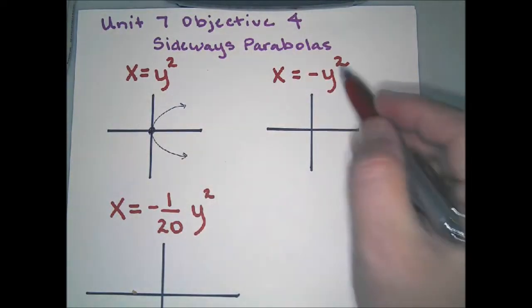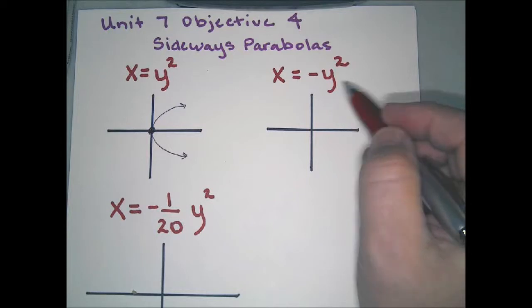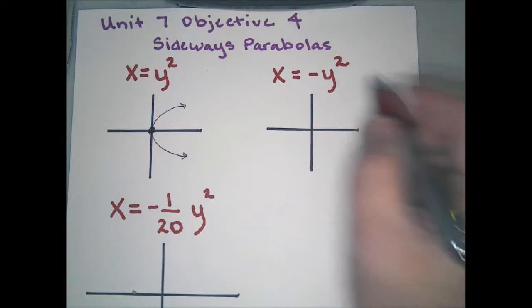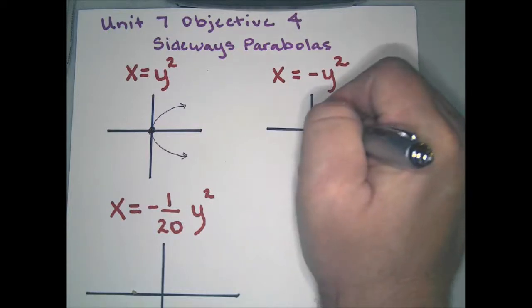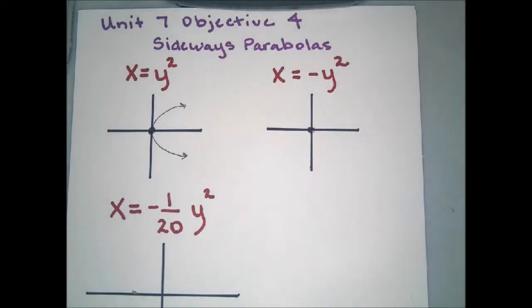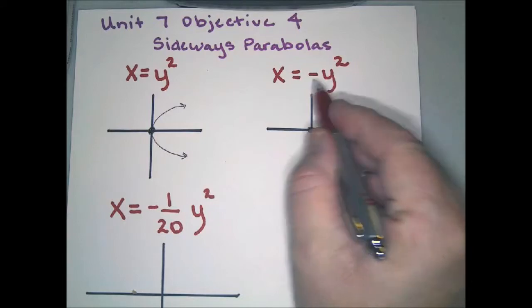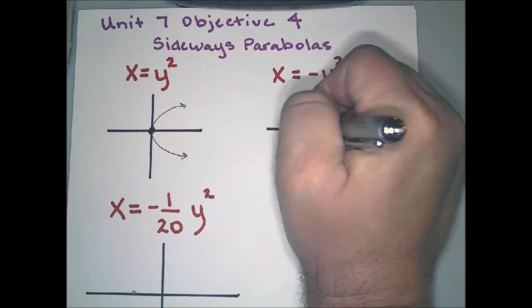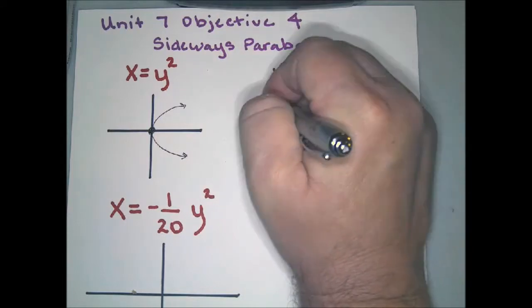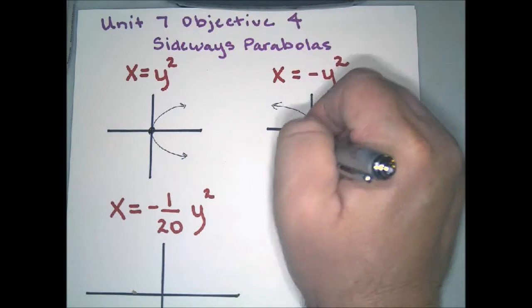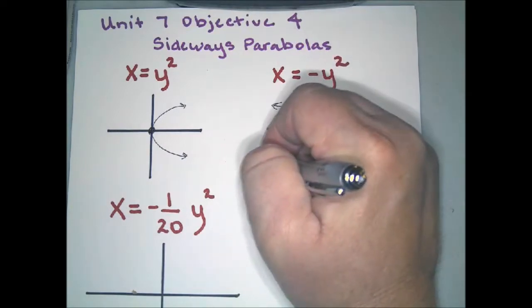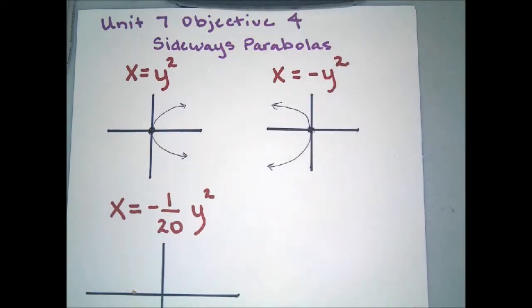Now, x equals negative y squared. Same thing, there's no translation to it, so the vertex is going to be right there at 0, 0. And it's going to open to the left because of the negative sign. So, there's our parent functions, opening left and right.